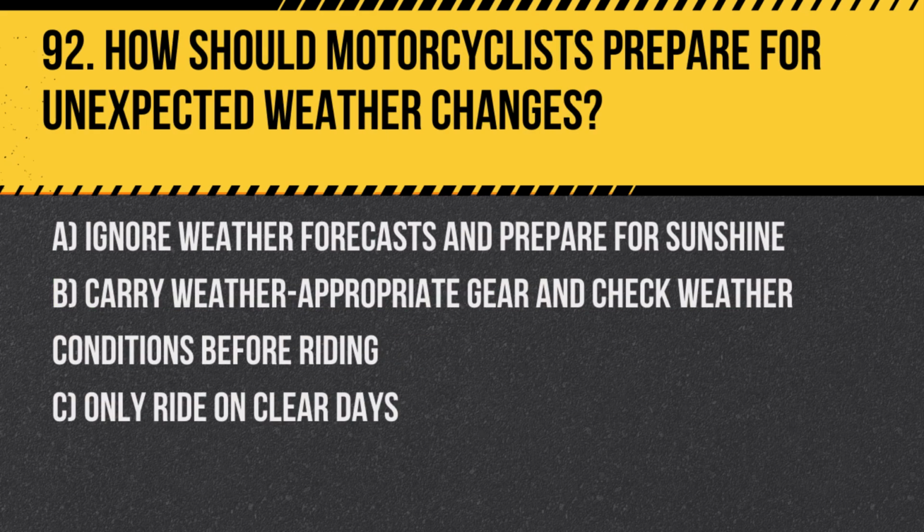Question 92. How should motorcyclists prepare for unexpected weather changes? A. Ignore weather forecasts and prepare for sunshine. B. Carry weather-appropriate gear and check weather conditions before riding. C. Only ride on clear days. Answer: B. Carry weather-appropriate gear and check weather conditions before riding. Being prepared for changing weather conditions is essential for safe riding.